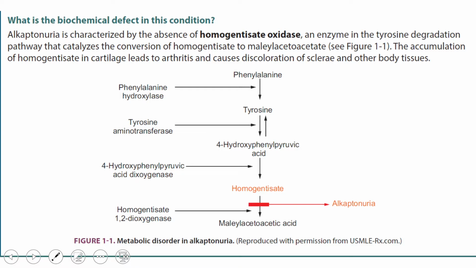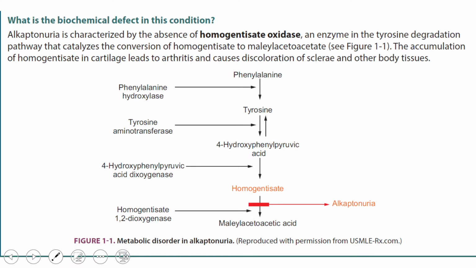So the phenylalanine and tyrosine are ultimately converted to the fumaric acid or the fumarate that is utilized in the Krebs cycle or the TCA cycle, but it occurs through multiple steps. In this case, we have this enzyme absent at this step.